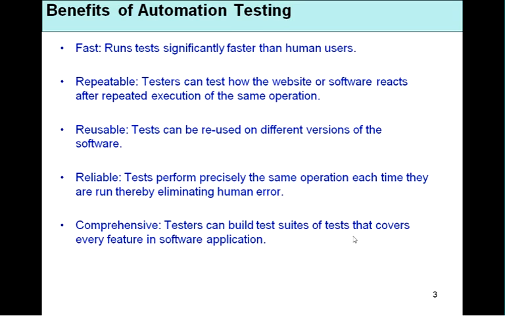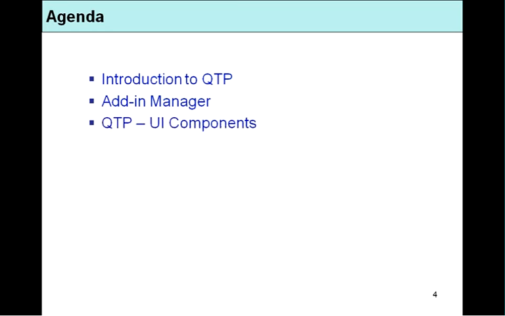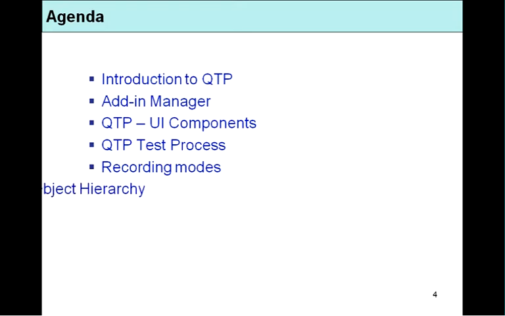These are the benefits of automation testing. Now, in today's session, we will see what QTP is, what the add-in manager is, what the components of QTP are, what the QTP test process is and how it works, and recording modes and object hierarchy. If you have any questions, you can ask me to get clarified.